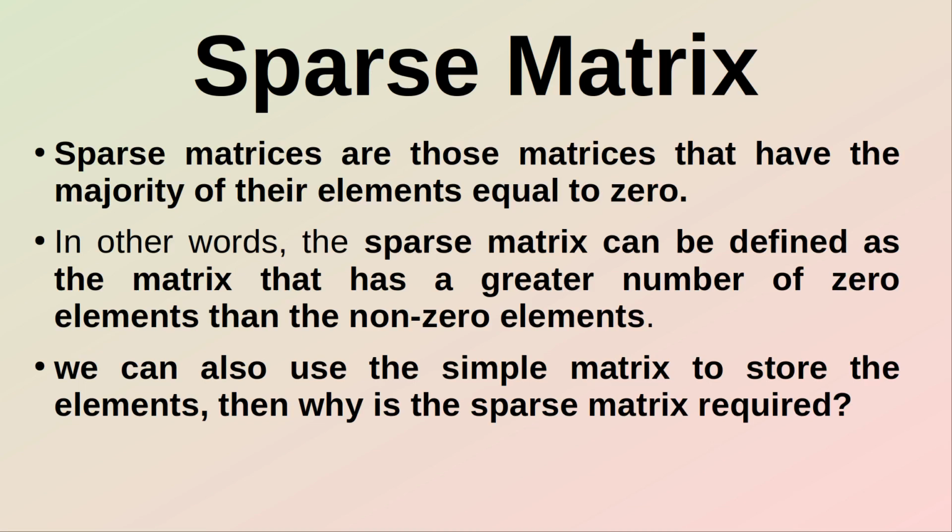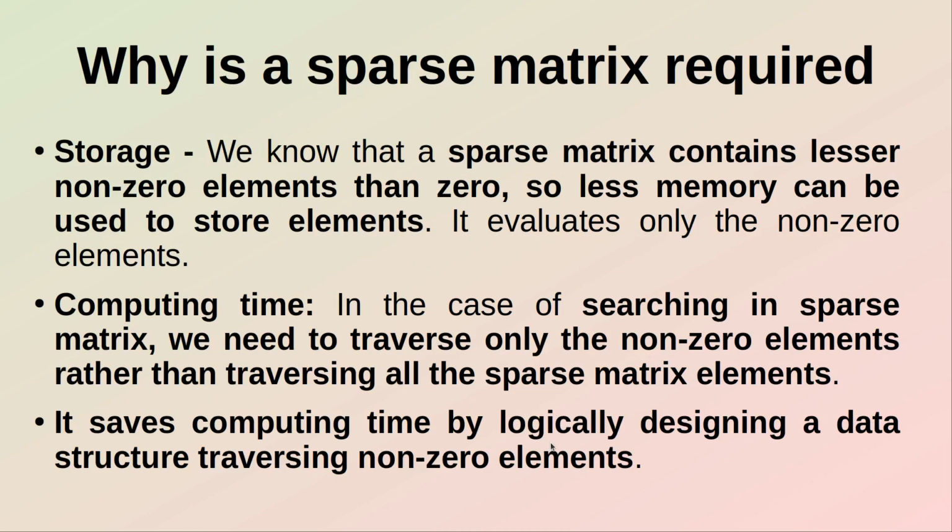Then why do we use the sparse matrix? Already the matrix is available, so why do we use the sparse matrix? There are three reasons. The first one is storage. If we use the matrix, it takes a high amount of storage. For example, the 0 elements are greater than non-zero elements, so it takes more storage. So that's why we use the sparse matrix.